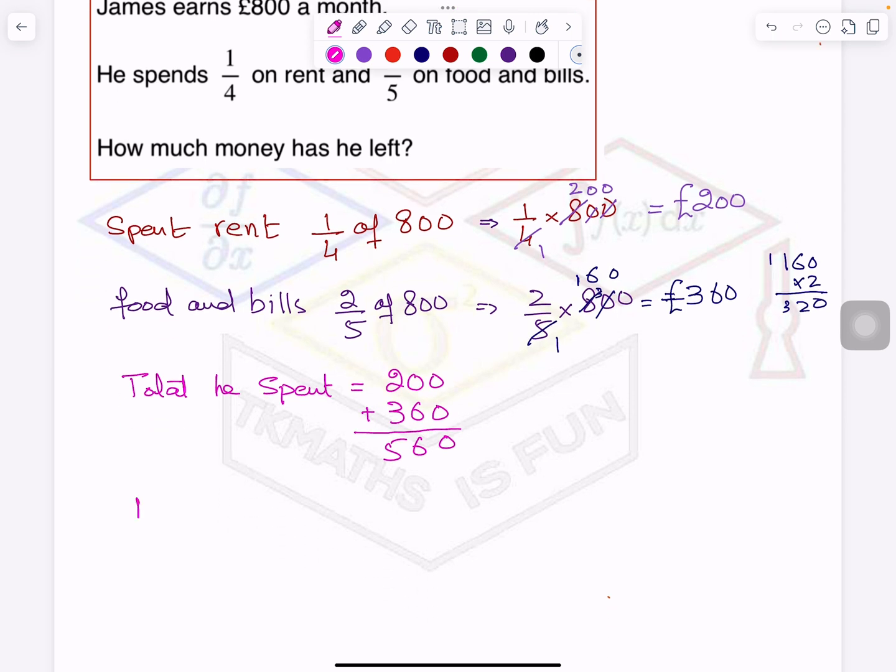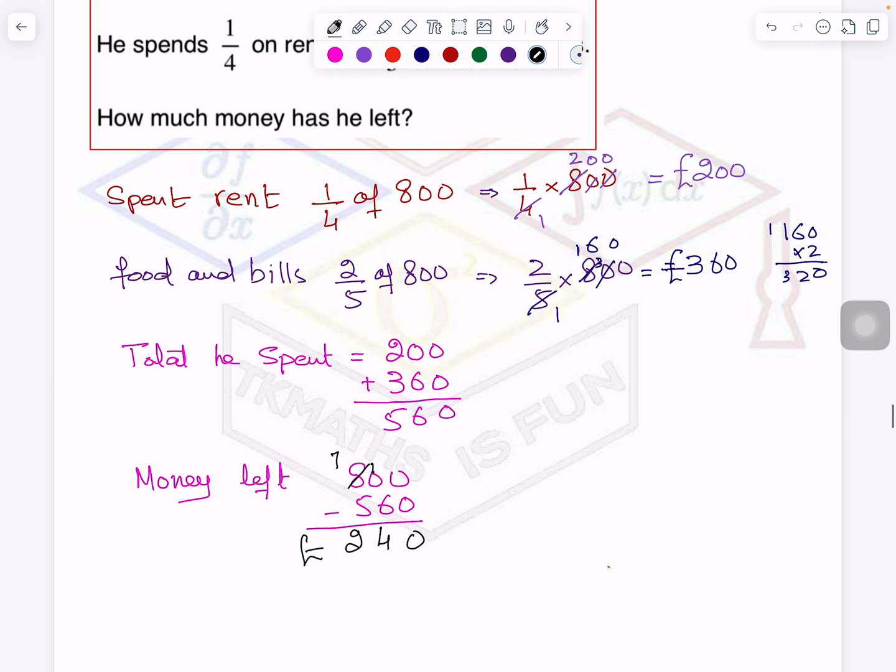So money left with him, right? Money left with him is what? 800 minus 520. Oh, it is 0, 0. Sorry, my mistake. So 0 minus 0 is 0. 10 minus 2 is 8. 7 minus 5 is 2. So £280 left with him. This is how you will solve word problems.